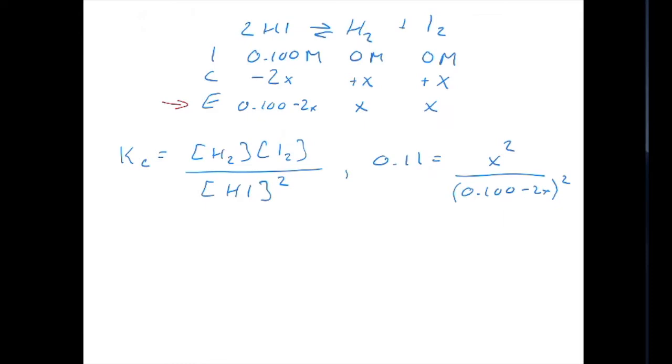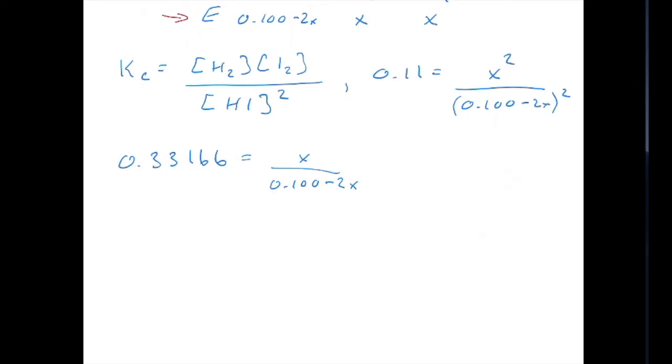Now, since we have two terms that are squared on the right-hand side, if we simply take the square root of both sides of that equation, the 0.11 and the x squared divided by the 0.1 minus 2x, then we can get rid of the squareds and make our life a little bit easier since we won't have to worry about a quadratic formula. So if we take the square root of 0.11, we end up with 0.33166, and so that's going to equal x divided by 0.100 minus 2x.